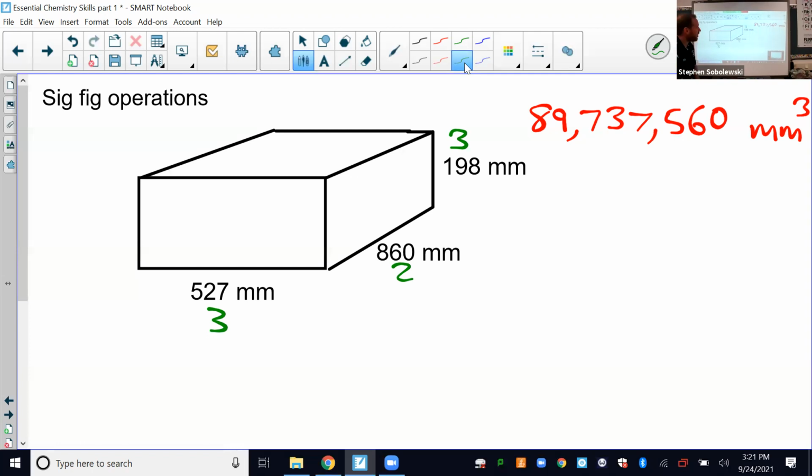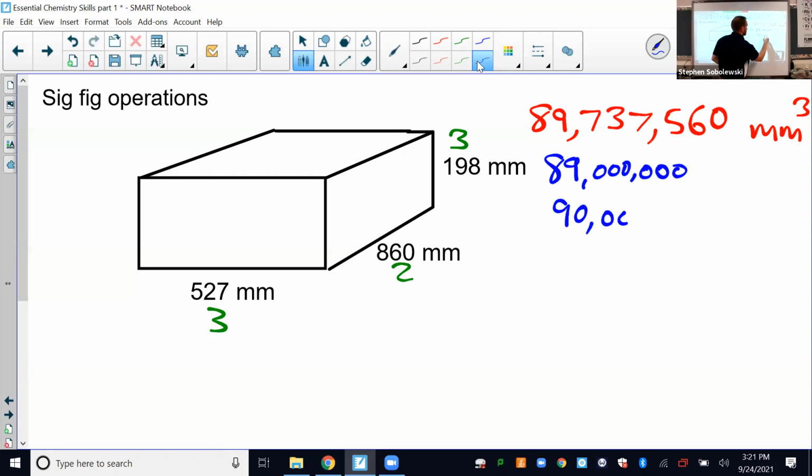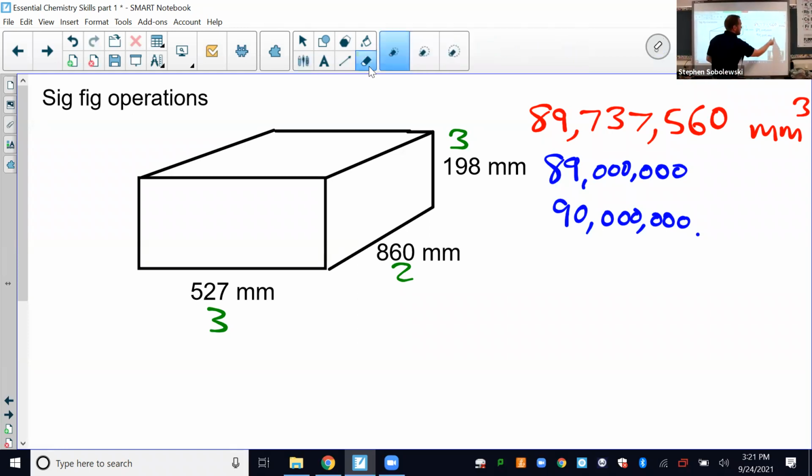Well, you can't call it 89 million. Why? Because this number in red does not round to 89 million. The 7 rounds up. Well, can you call it 90 million? No, because 90 million is 1 sig fig. Well, can you stick a decimal point at the end? No, because now you just made it 8 sig figs. You can't do that. What can we do? There's only one thing left to do. Resort to our old friend scientific notation.